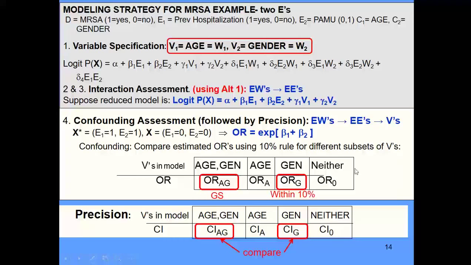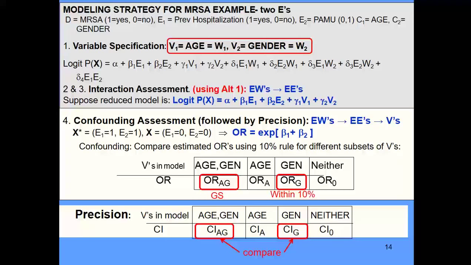I've considered confounding. What's the next step in the process? Precision. So I look at the confidence interval around this odds ratio and the confidence interval around that odds ratio, and I compare the two. If I gain a lot of precision by dropping age, then I'm going to drop age. If I don't, I might use the gold standard model. That's the process for dealing with alternative one.